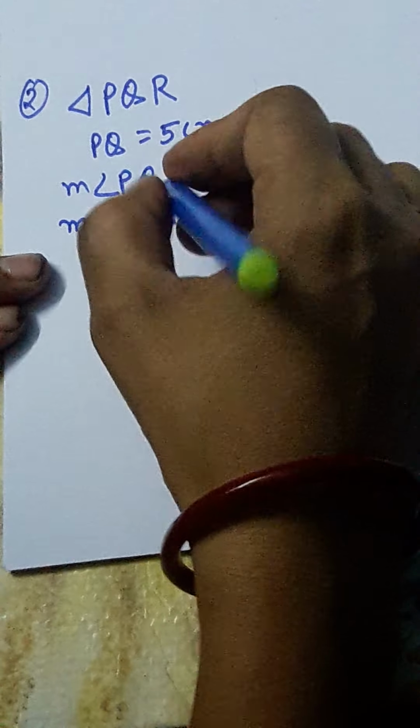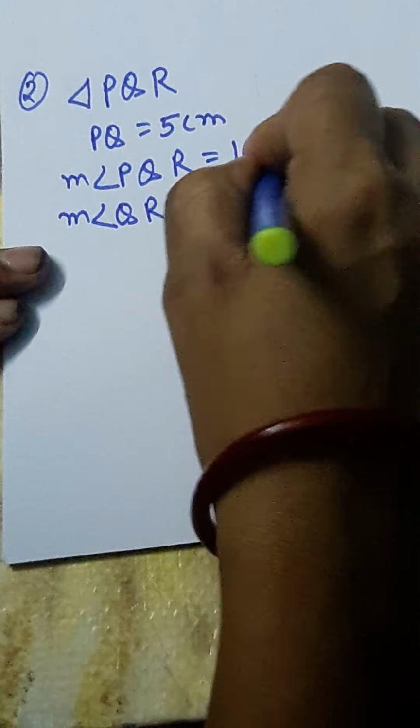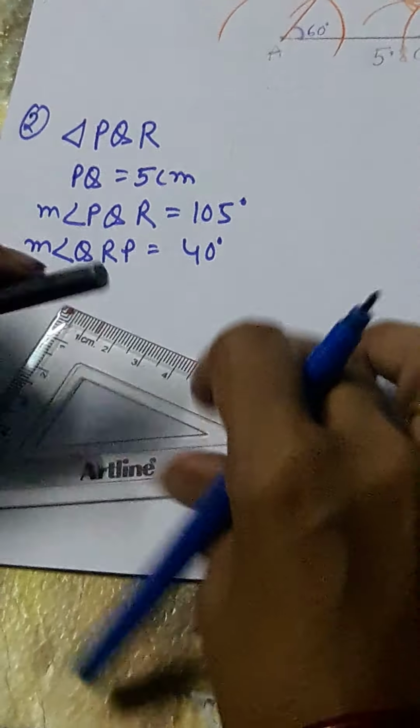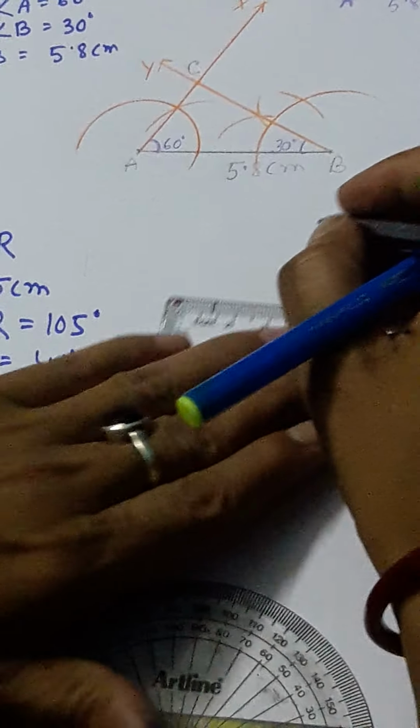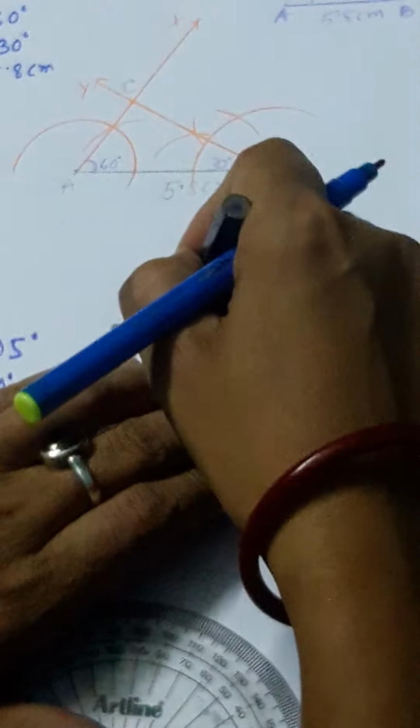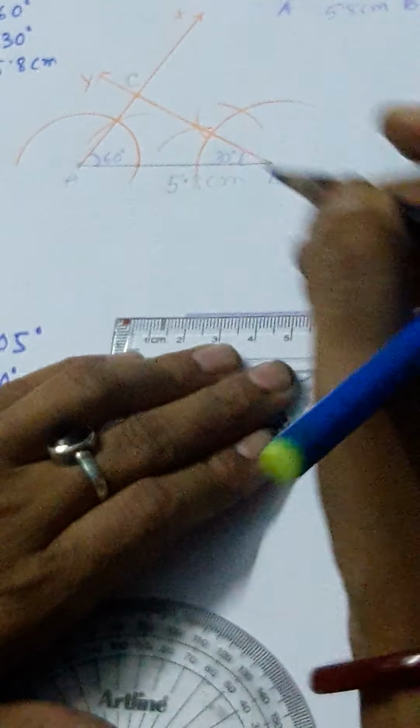Then measure of angle PQR is equal to 105 degrees. Measure of angle QRP is given as equal to 40 degrees. Now, as we have done in the first case, let's go for the rough sketch. Okay, let me take this base, PQ, that is equal to 5 centimeters.